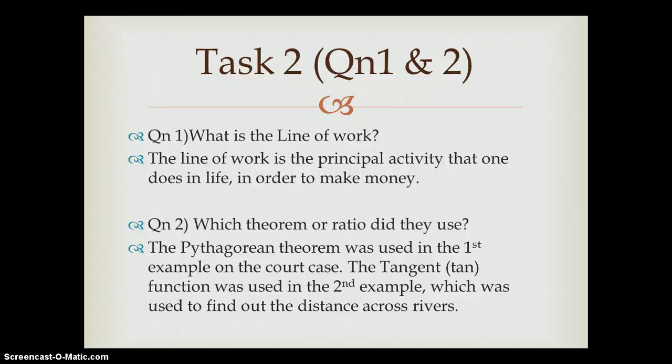Now I'll talk about Task 2, Questions 1 and 2. Question 1. What is the line of work? The line of work is a principal activity that one does in life in order to make money. Question 2. Which theorem or ratio did they use? The Pythagorean theorem was used in the first example on the court case. The tangent function was used in the second example, which was used to find the distance across rivers.